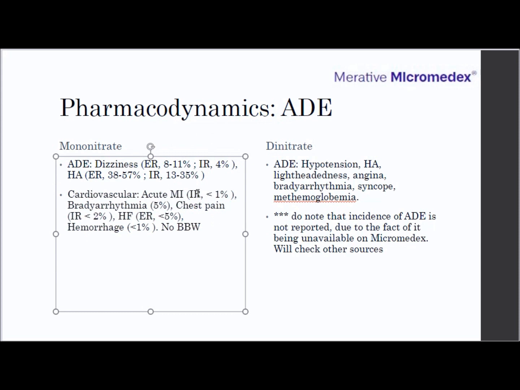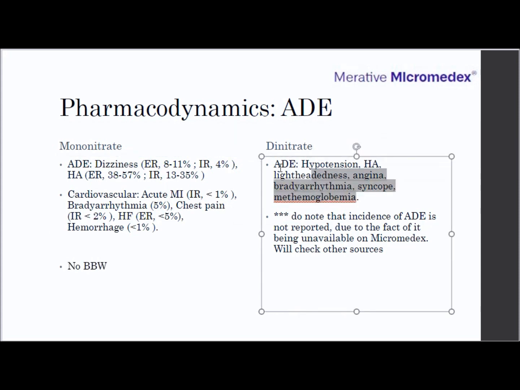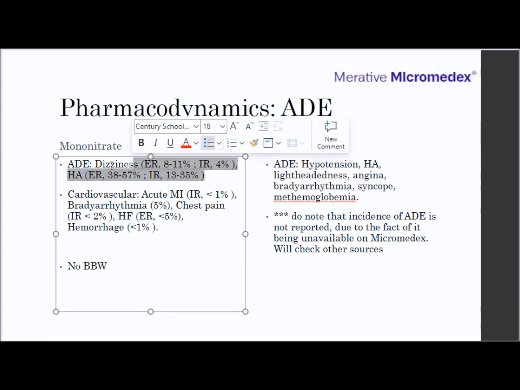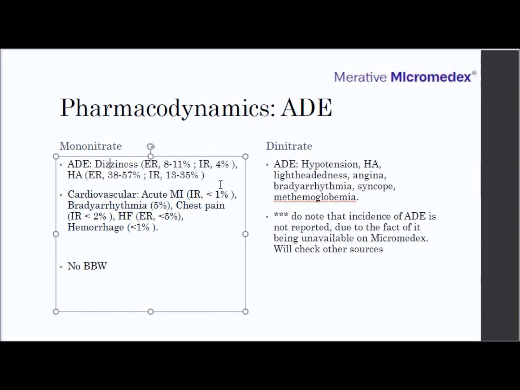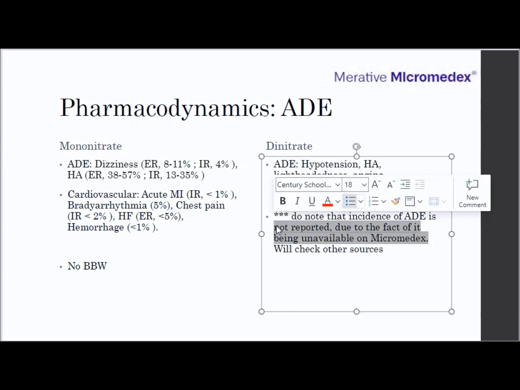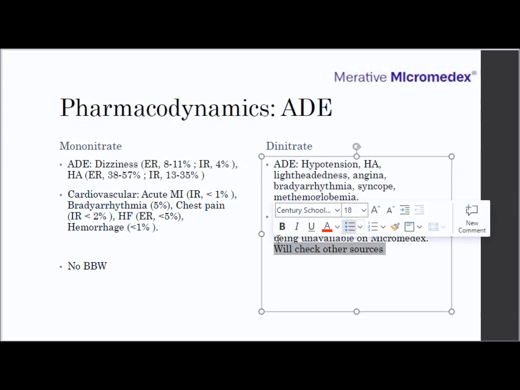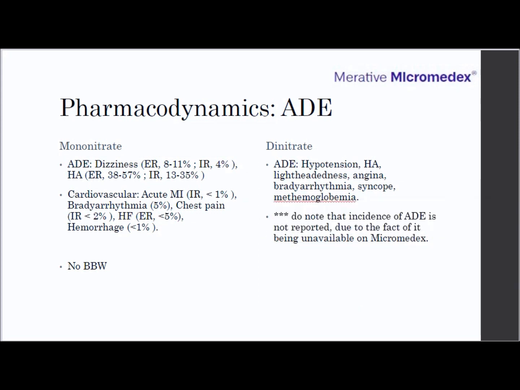The cardiovascular effects, so heart attacks, incidence rates in the IR of less than 1%, bradyarrhythmia, so slow heart rates, in less than 5, chest pain, immediate release less than 2, heart failure in the extended release less than 5, hemorrhage less than 1, and there's no black box warnings. That is the same for dinitrate. Dinitrate has a lot of the same side effects, but I could not find incidence rates as I have them here for the mononitrates. However, I don't think that means that there is less of them. It is just that I only looked through Micromedex, and I noted here that I will check other sources, and I didn't. On to the next one.